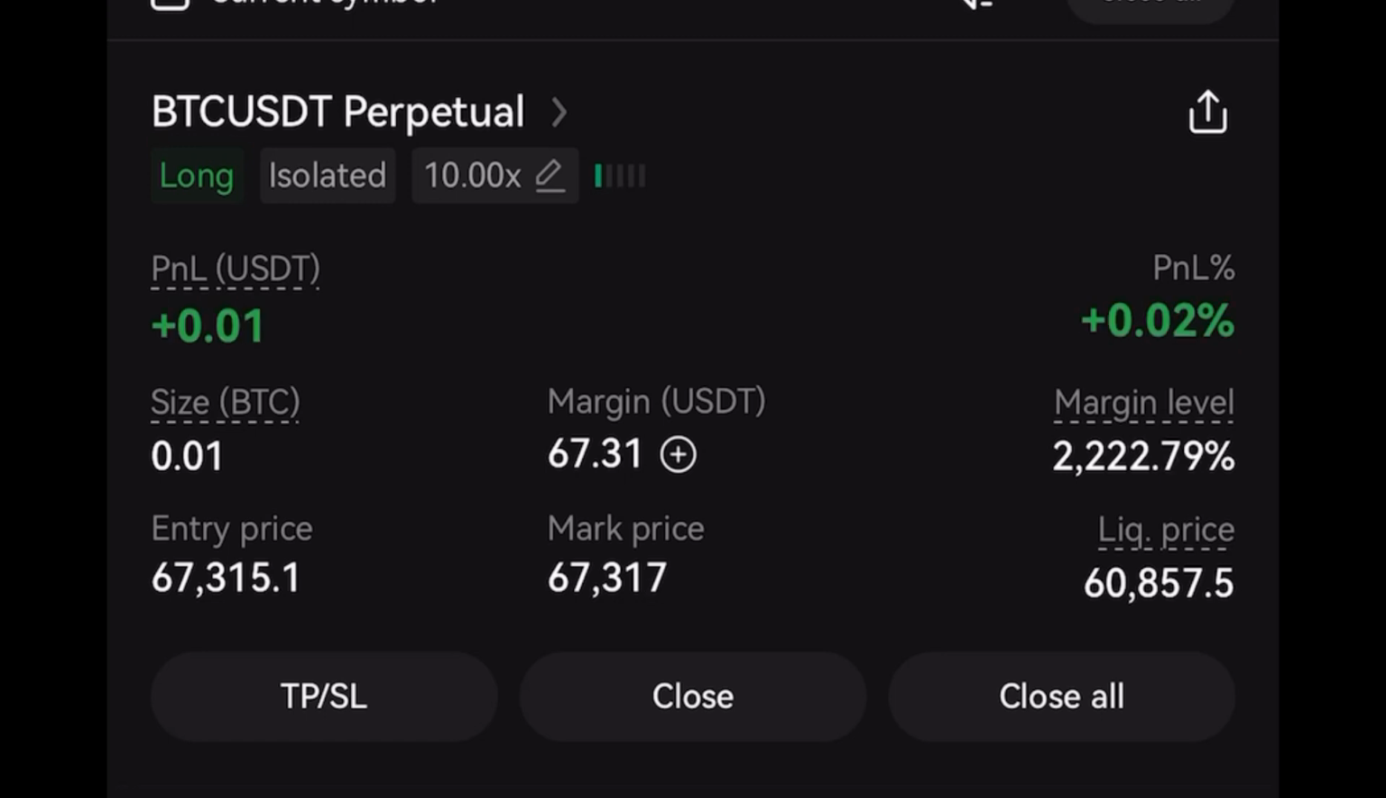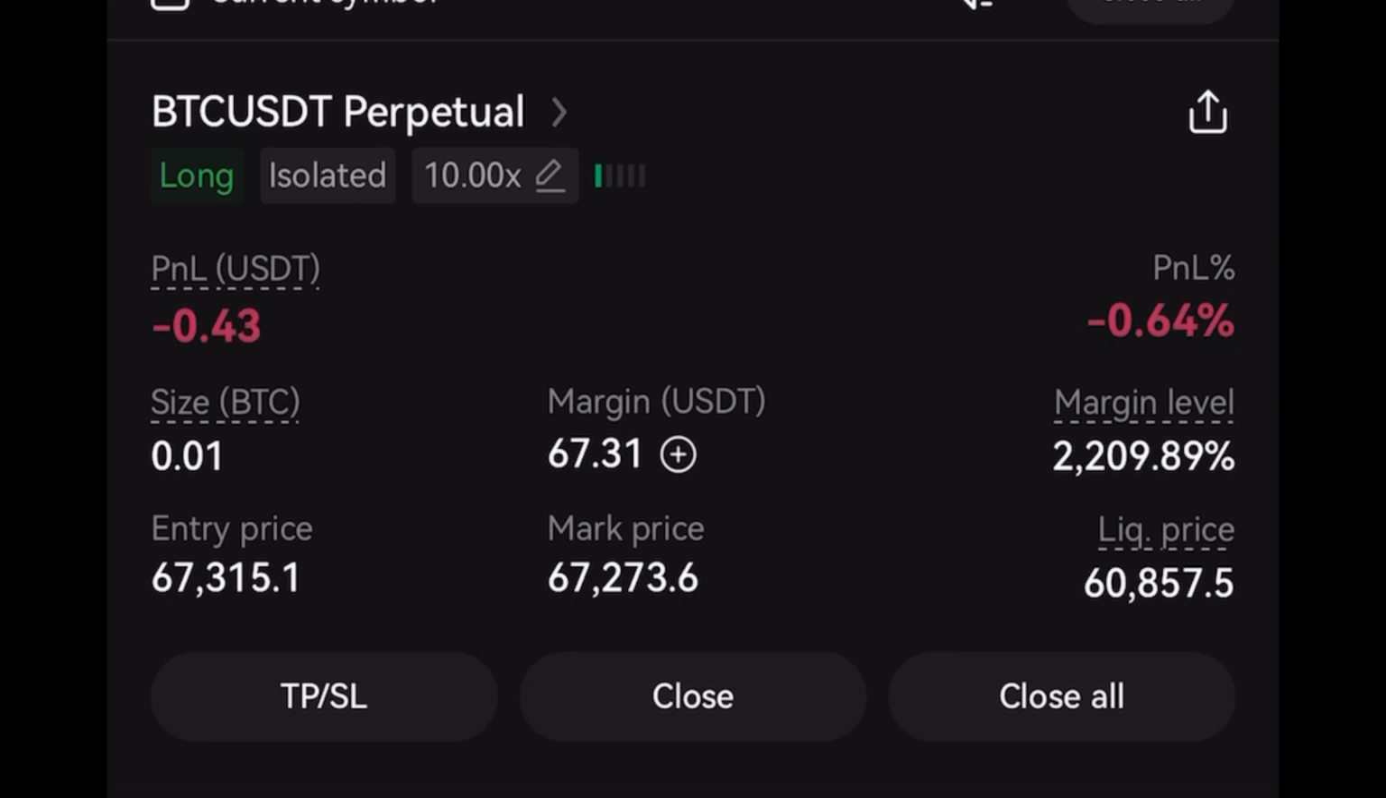So, and you see some element of the trade. You see the size of the trade. It is 0.01 BTC. You see the margin. The margin is the amount of capital I used to open the trade, which is $67. You see the margin level, which is 2000%. Liquidation price, which is the price by which once the market gets to that price, I will lose my margin because it has gone against me for a long time.